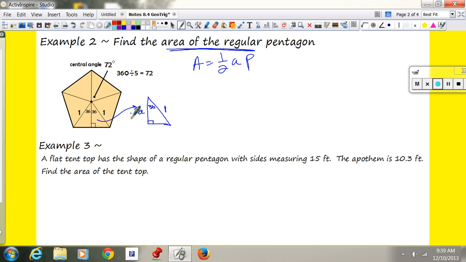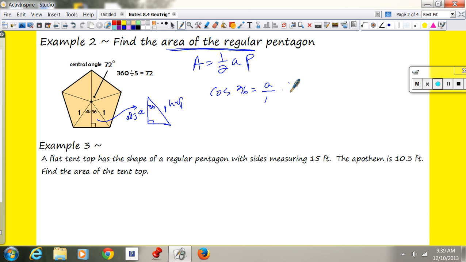So here's my adjacent side. Here's my hypotenuse. Adjacent, hypotenuse. Do I use SOH, CAH, or TOA? CAH. I have the A and I have the H. Cosine of 36 equals the adjacent side over the hypotenuse. In this case, it's A over 1.